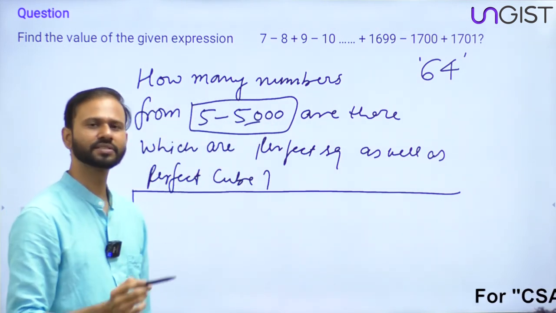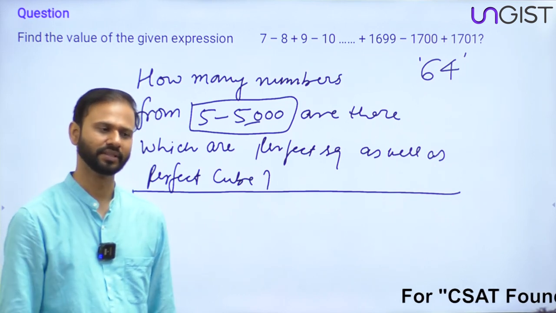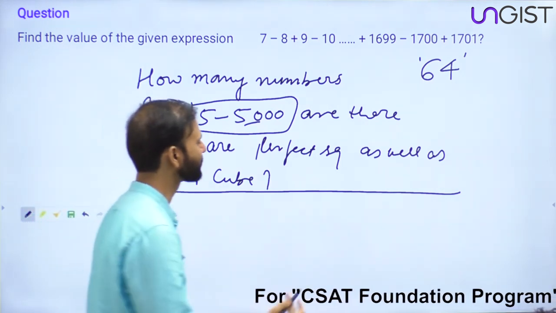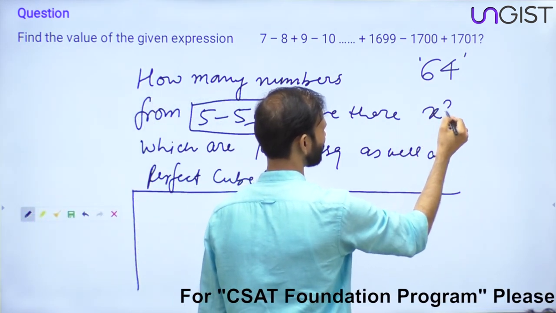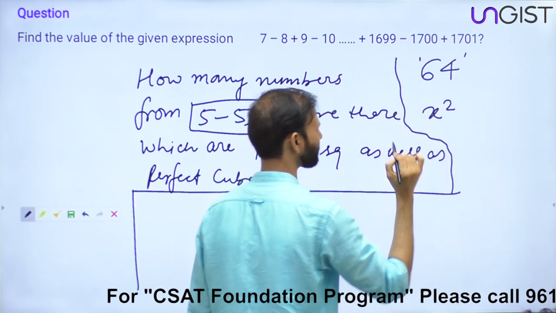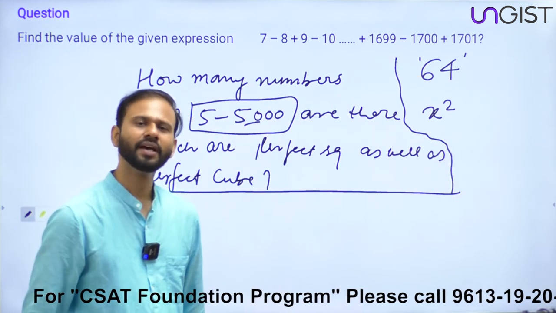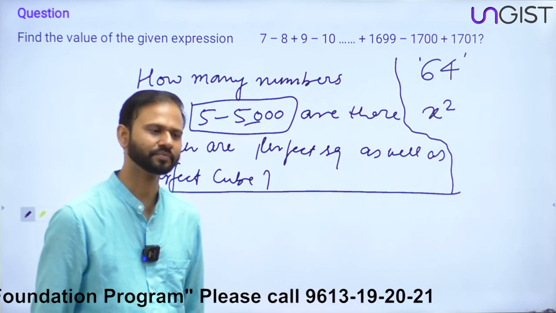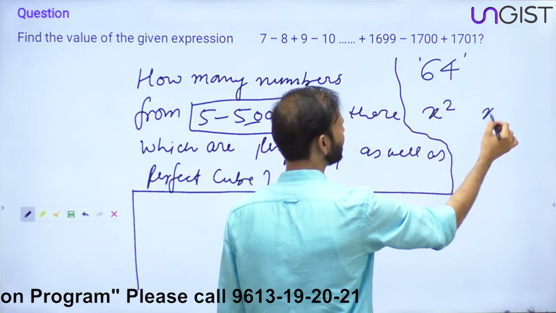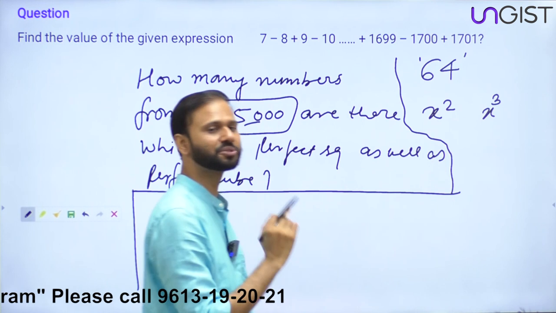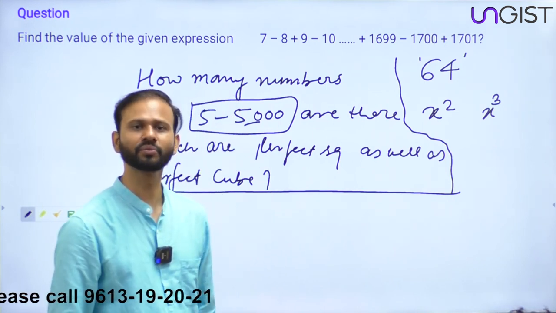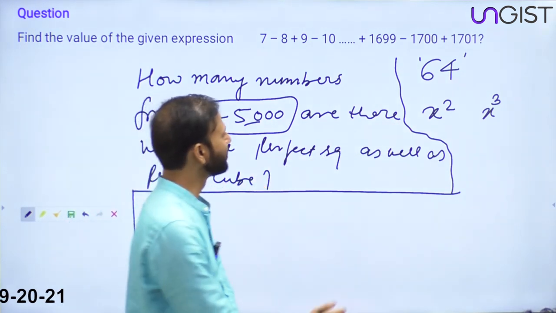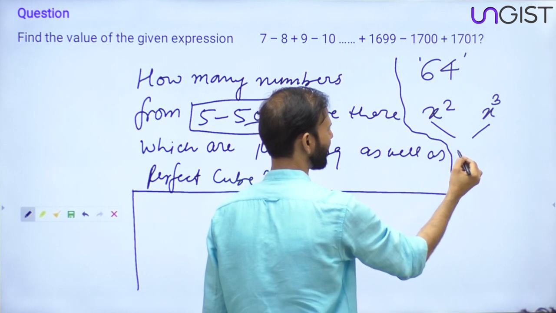A number which is a perfect square follows the form of x square. And a number which is a perfect cube follows the form of x cube. What we need is the combination of these two. Now, the combo of these two will be x raised to the power 6.